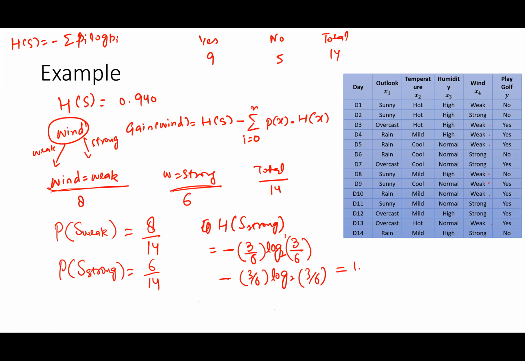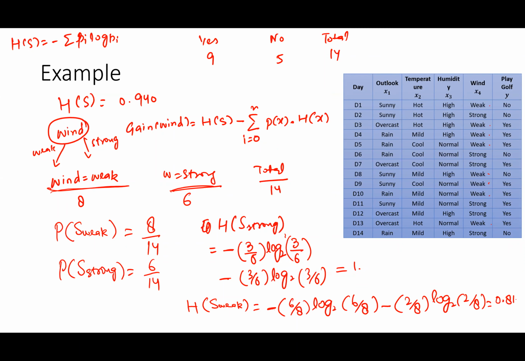However, in case of weak wind, the entropy is slightly different. There is some order there. So if you see, out of the 8 cases in which the wind is weak, 6 out of those 8 belong to the yes class and 2 belong to the no class. Therefore, the entropy is basically minus 6 over 8 log to the base 2 of 6 over 8 minus 2 over 8 log to the base 2 of 2 over 8. And if you calculate it, this will come out to be equal to 0.811.